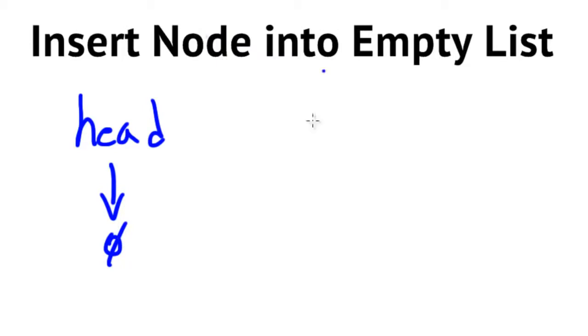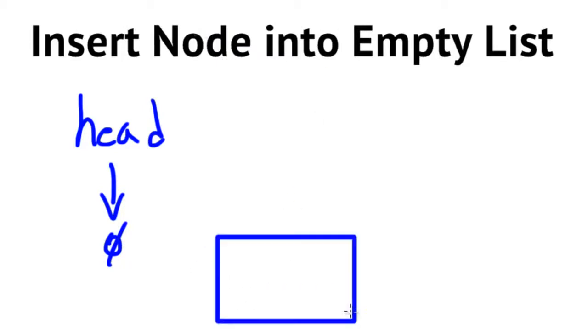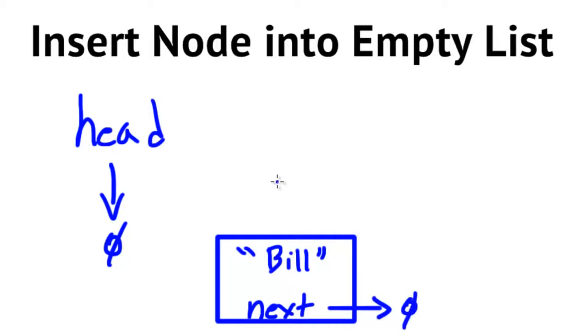So we'd have some new node that we're trying to add in. I'm going to draw a box here for our new node. And maybe we have a string here that represents some particular name, so maybe we have the name Bill here. And we have our next pointer, and we know that our next pointer is always initialized to null. And we would have some pointer here that actually points to this new node, and maybe we'll just call it our new node pointer.